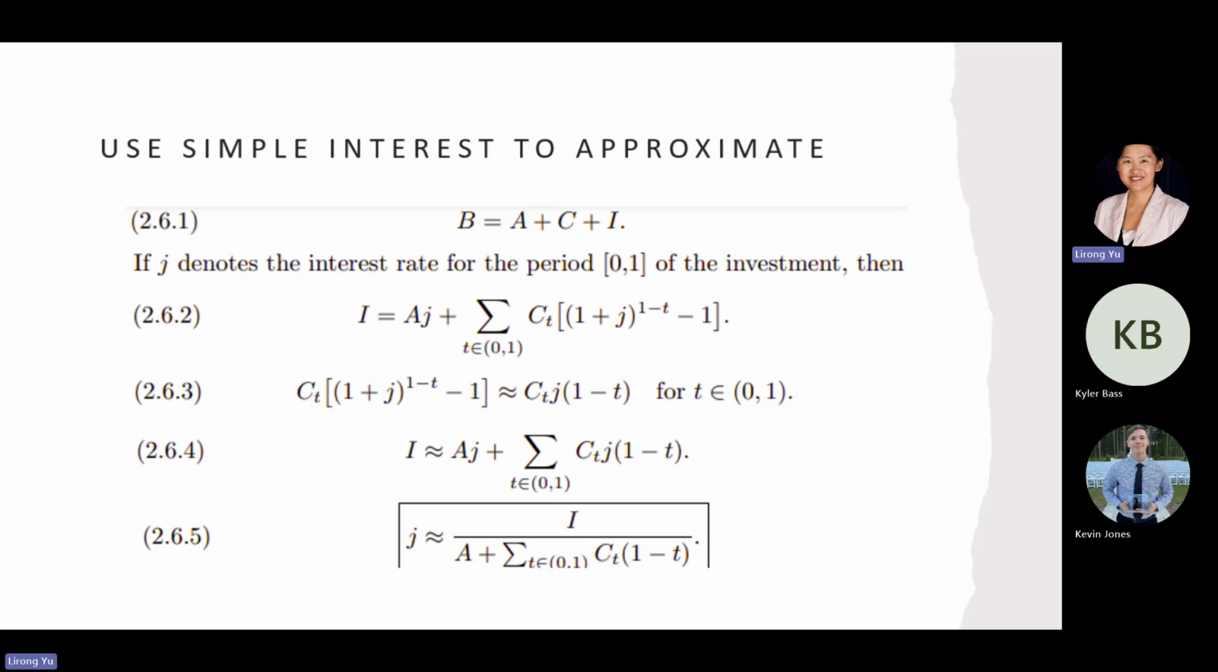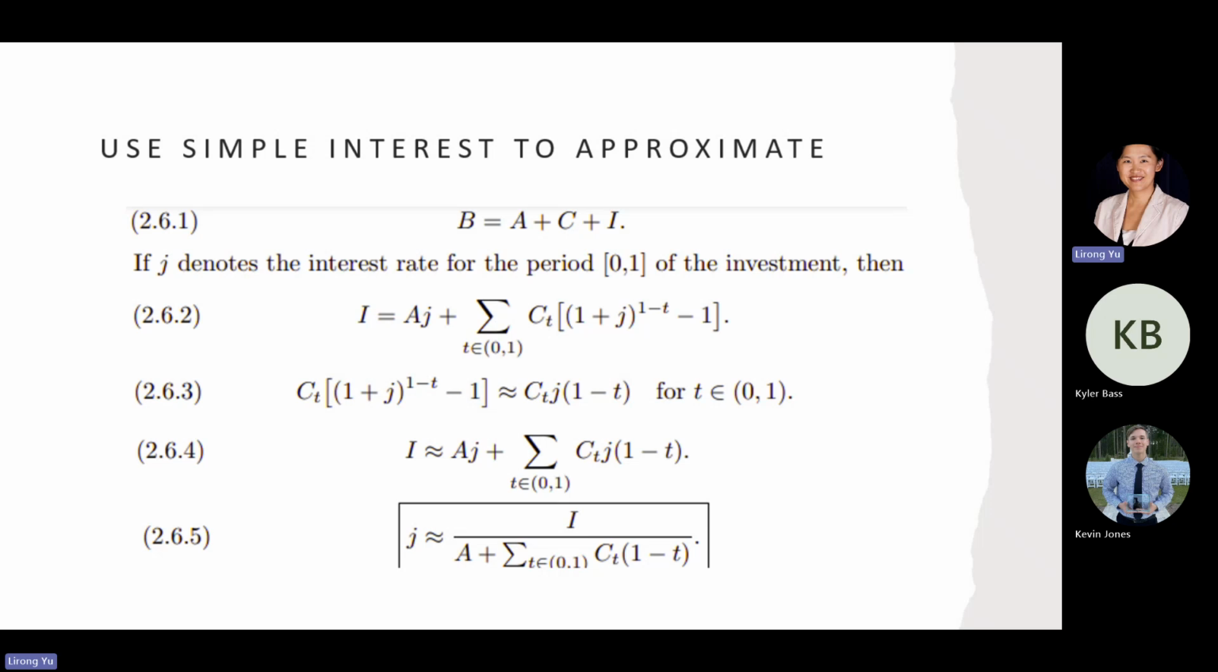If we want to solve this equation for J, we will have a hard time with 1 plus J to the 1 minus T power. Instead, this formula follows the compound interest formula, assuming the interest rate is J. So we're doing a simple interest replacement. Not only that, we consider the simple interest to have a similar value to the compound interest. So in the bracket, that's a compound interest calculation for the interest.